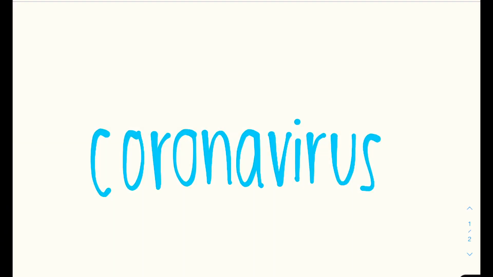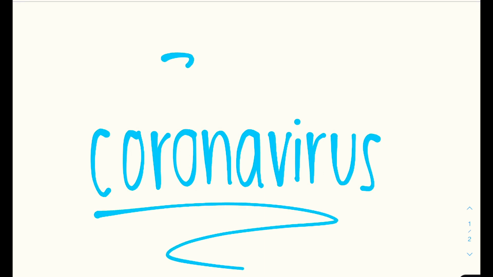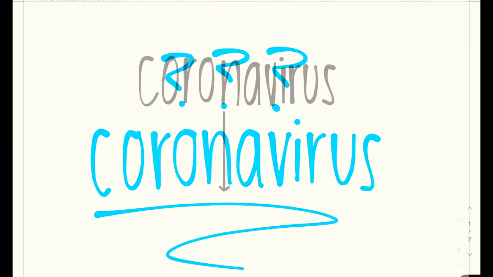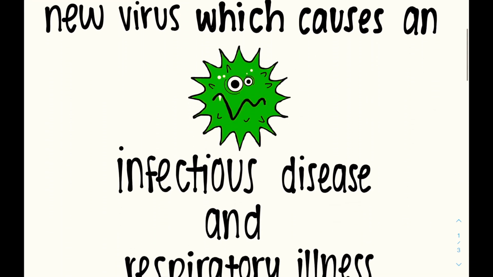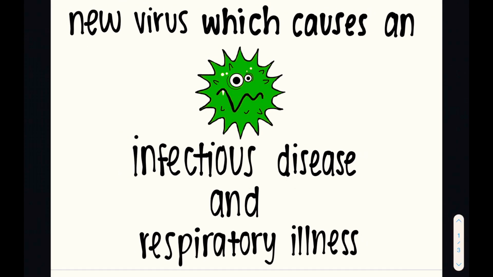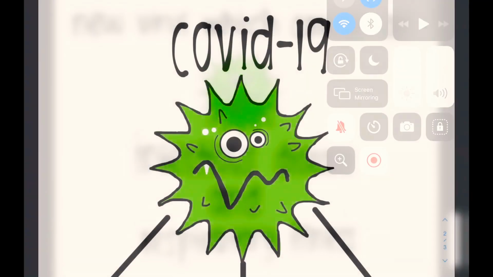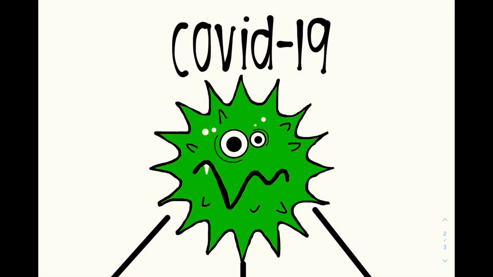A lot of us might not know what the coronavirus is, so today I'm going to tell you, what does the coronavirus even mean? The coronavirus is defined as a new virus which can cause an infectious disease and respiratory illness. Even though the coronavirus, also known as COVID-19, is a new virus, there are also other viruses that are genetically related to it. They may have some differences, but they are similar in many ways.